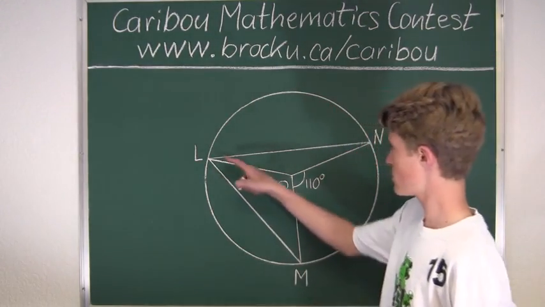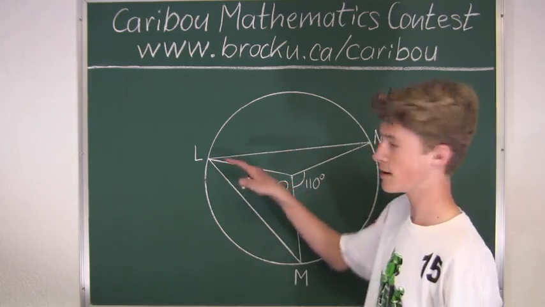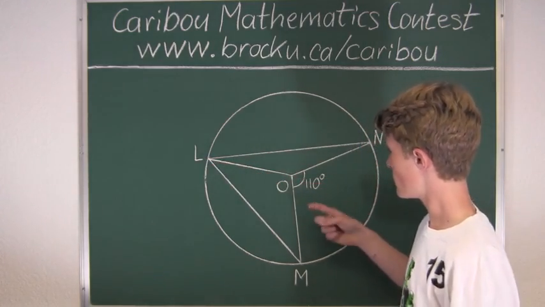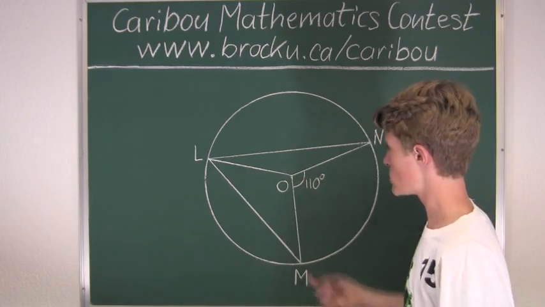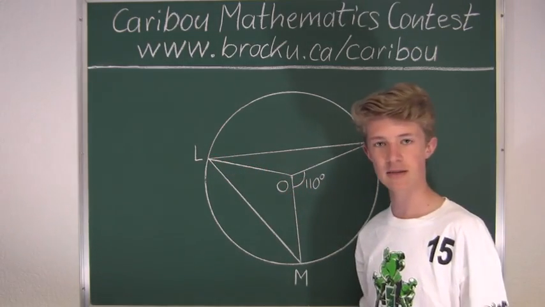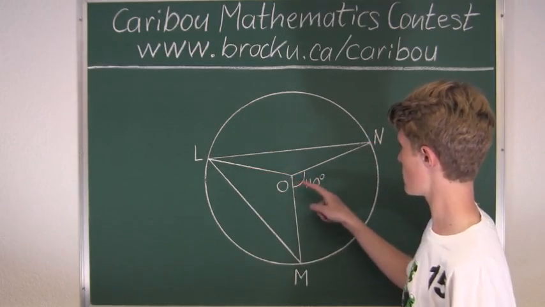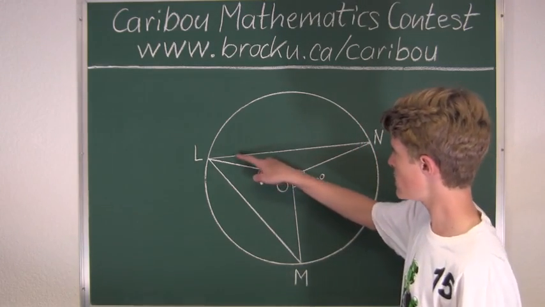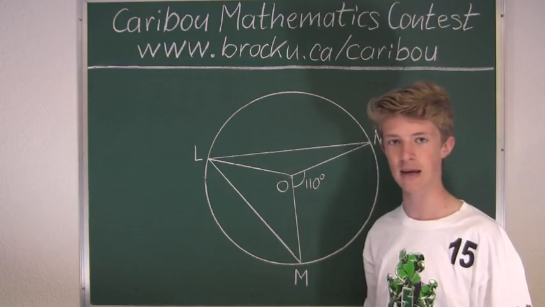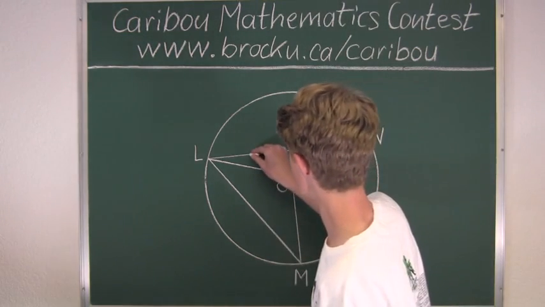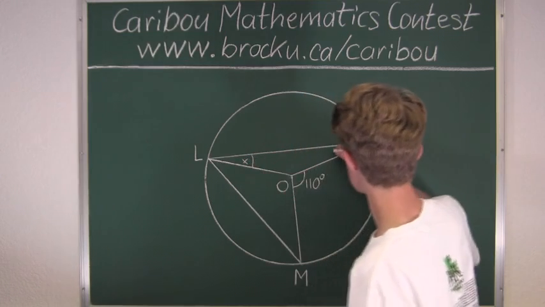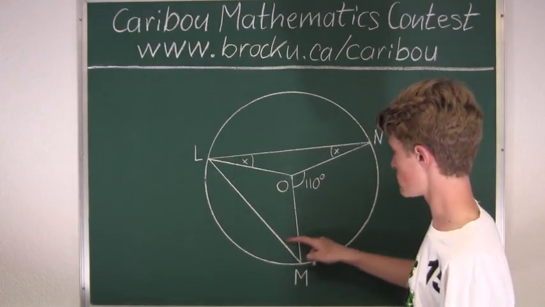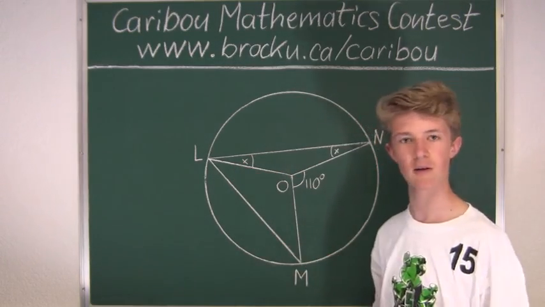So now let's look at the two triangles that we have created by drawing this line. As you can see, from L to O is the same as from O to M, which means that this must be an isosceles triangle, and so must also this be, because these are both the radius, so must be the same length. So we know that these two angles must be the same, so let's call them X. And these two angles must be the same, so let's call them Y.